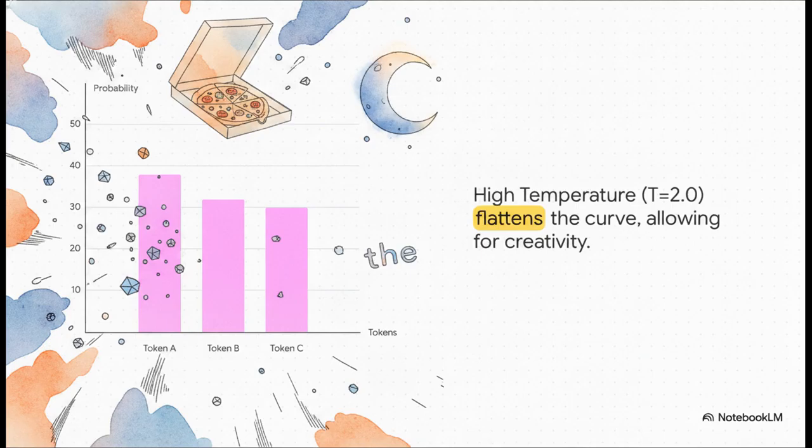If we set the temperature incredibly high, say to 2.0, we're dividing the raw scores by a much larger number. This compresses and shrinks the gaps between the scores. The probability curve flattens completely out. Suddenly, the safe, predictable words lose their dominant advantage, and weird, highly unlikely words are given a legitimate fighting chance to be randomly selected.